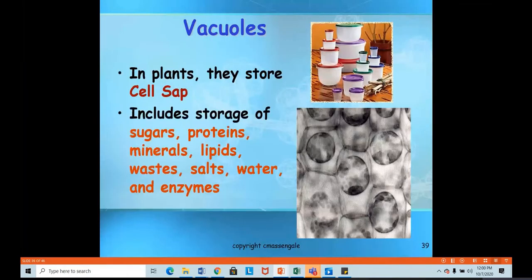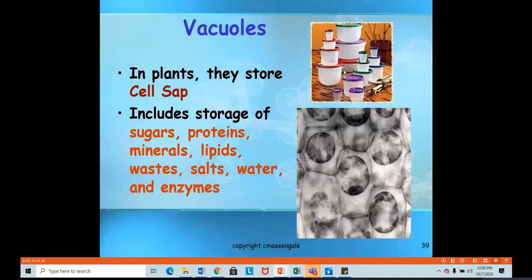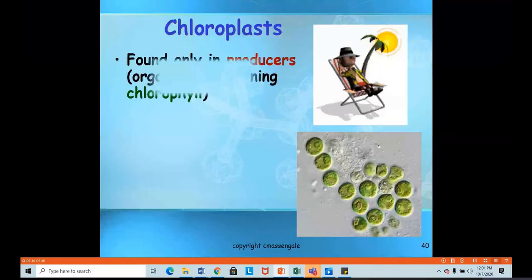This is how the plant cell sap is stored. They are comparing these vacuoles to these containers over here. Why? Because we use containers to store our food. Likewise, plants use these vacuoles to store their cell sap. It includes storage of sugars, proteins, minerals, lipids, waste, salts, water, and enzymes. So they are comparing these vacuoles to the food containers which we use. So that is about vacuoles.